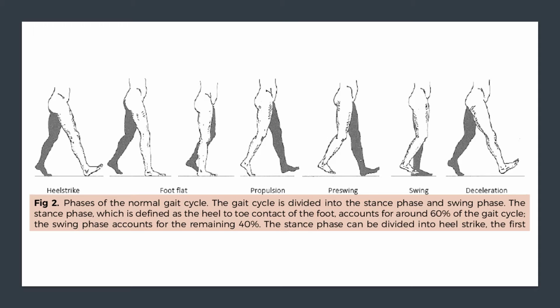The first, as you can see, is contact of the heel with the floor; foot flat phase, the period during which the complete foot is in contact with the ground; and the propulsion phase, the termination of stance, which starts when the heel leaves the ground and ends with complete step off of the tip of the foot.